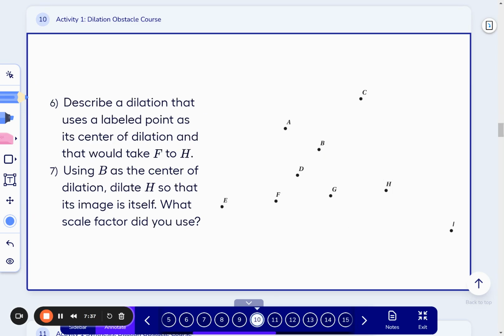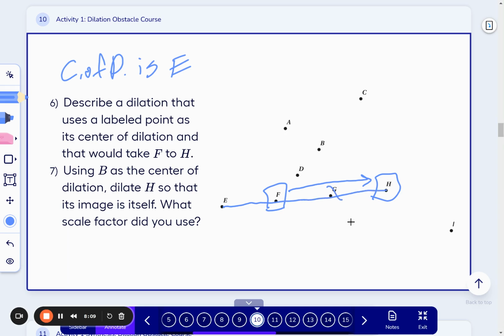Describe a dilation that uses a labeled point as a center of dilation, and that would take F to H. Well, we would need my center of dilation to be E. It has to be E because they have to be all in a straight line, and it cannot be G. So then what is my scale factor?